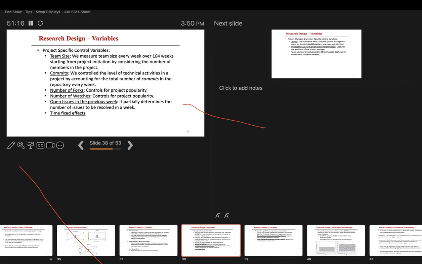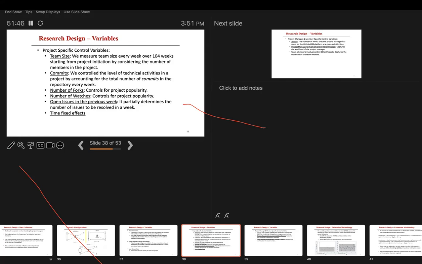Because these projects can differ across many factors, we had to control for them using team size, number of commits, because it captures the level of technical activity going on. Number of forks captures the popularity of that project, because that could bring more people in. Number of watches, actually both of them capture project popularity. Open issues in the previous week, because that partially determines how many issues have to be closed in the next week. How many issues were there in the past?